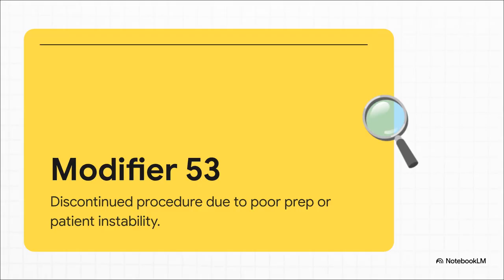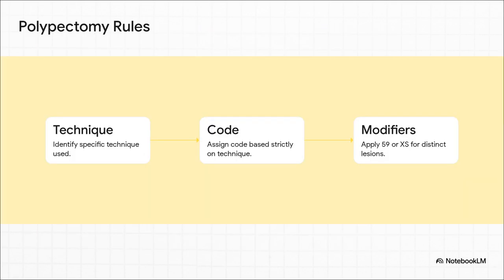But wait, what happens if things just don't go as planned? Well, this is exactly where you pull out Modifier 53 for a discontinued procedure. Say a colonoscopy can't advance all the way to the cecum because of poor prep, or maybe a severe patient safety issue pops up, like bradycardia. You just append Modifier 53. It's your key to making sure reimbursement is accurate when a procedure has to be halted midway to keep the patient safe.